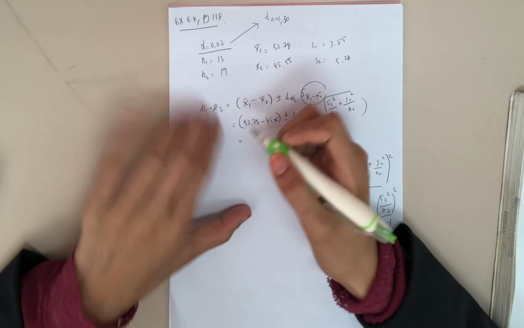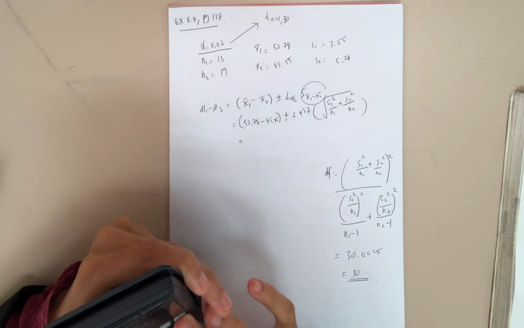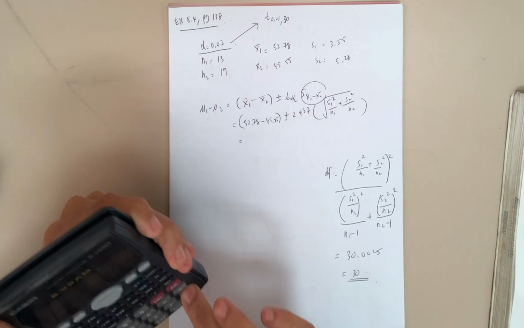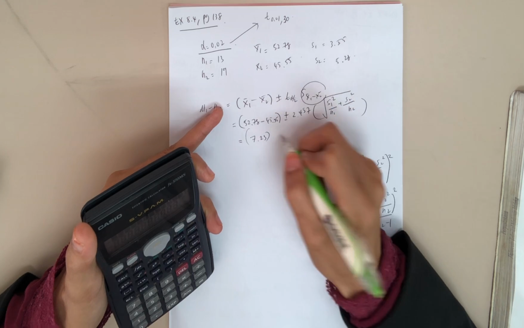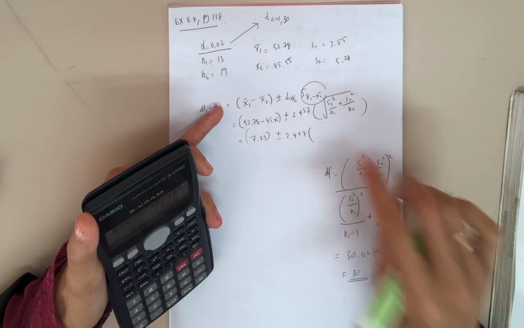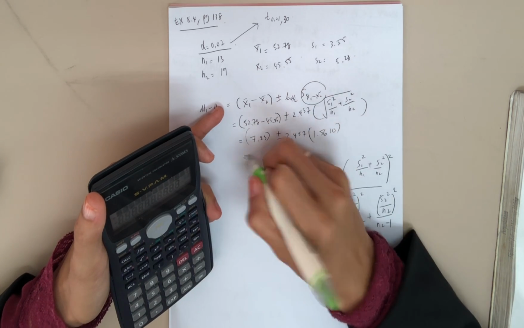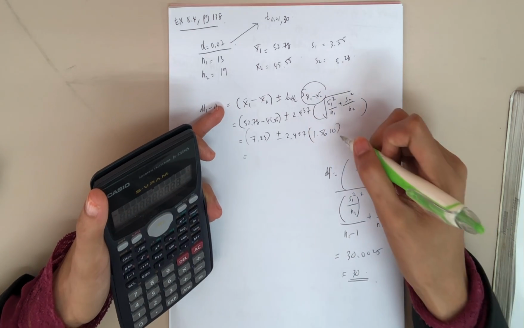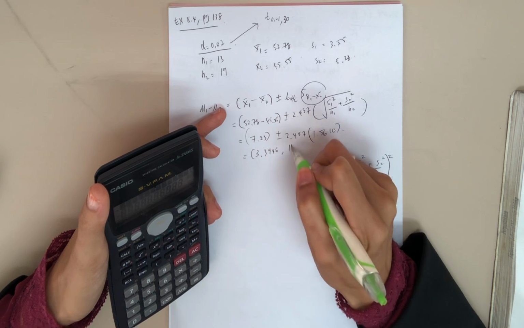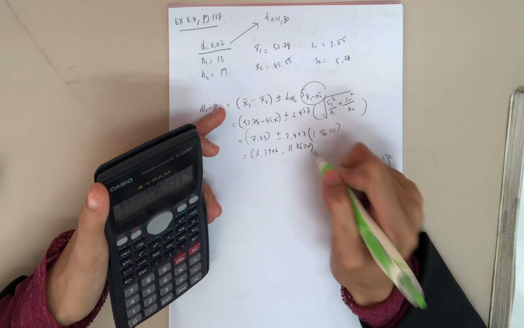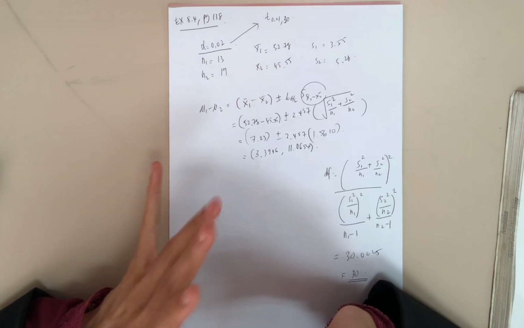Then after that, this one will be 52.78 minus 45.55, which is 7.23, plus minus 2.457, and then this one you will get the value of 1.5610. I just took it directly from the textbook. So the final answer is 3.3946 and 11.0654.